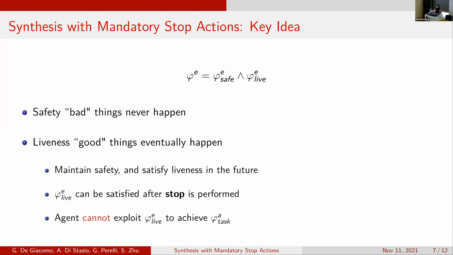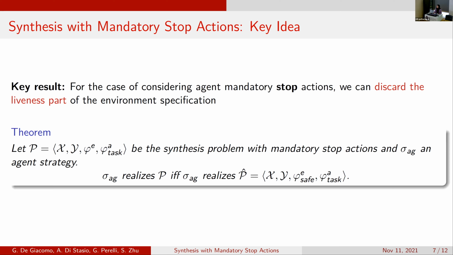Now let's add back the liveness part, which says that good things eventually happen. Besides maintaining safety, the environment still has to satisfy its liveness in the future. But actually, this liveness can be satisfied after the stop action is performed, because of this eventually property. This means that the agent cannot exploit this liveness to achieve its goal. And then we have this key result: when considering agent mandatory stop actions, we can discard the liveness part of the environment specification, and for this we have an important theorem. Given a synthesis problem with mandatory stop actions, an agent strategy is a winning strategy for the original synthesis problem if and only if it is a winning strategy for the reduced problem where we only consider the safety part.